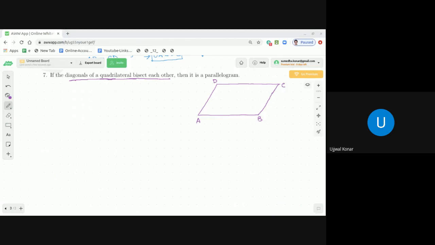So now, dear students, what is given here? We have been given a quadrilateral ABCD, and we have the diagonals AC and BD. So let me draw the diagonals first. This is diagonal AC, and this is another diagonal BD. And these diagonals actually intersect at the point O, dear students. Correct? Okay. So what is given? Let me write it down.